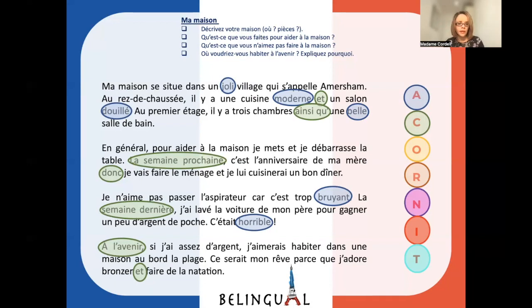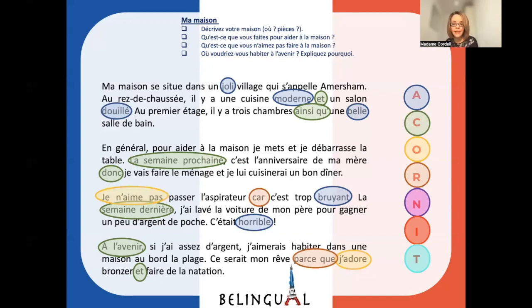l'année prochaine, l'été prochain, etc. D'accord? So again, we have a few. Always, always, always ensure that you give your opinion. I can't stress this enough. Je n'aime pas and j'adore. In this context, we've used a couple. But also justify it. Okay? Give your opinion and explain why.